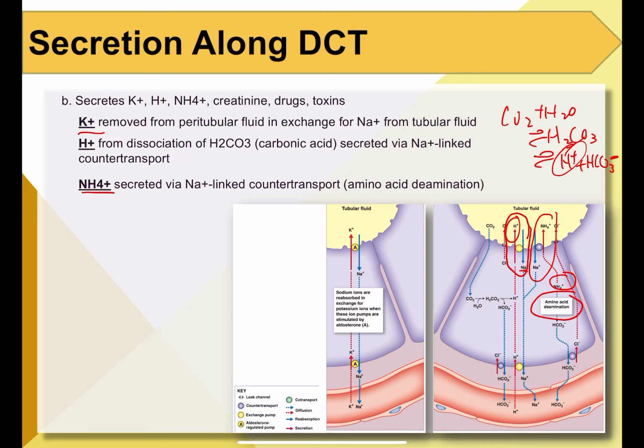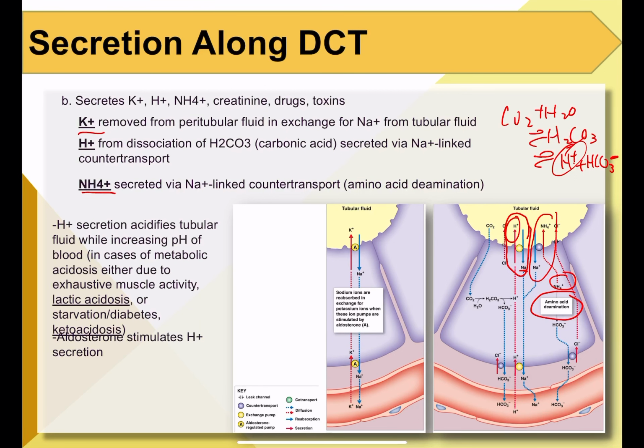So that's ammonium ion. This reemphasizes what I was talking about in terms of what happens when our blood pH gets too low or too high. Hydrogen ions will be excreted into the urine when your blood pH is too low, which will acidify your urine, but bring your blood pH back up to normal.